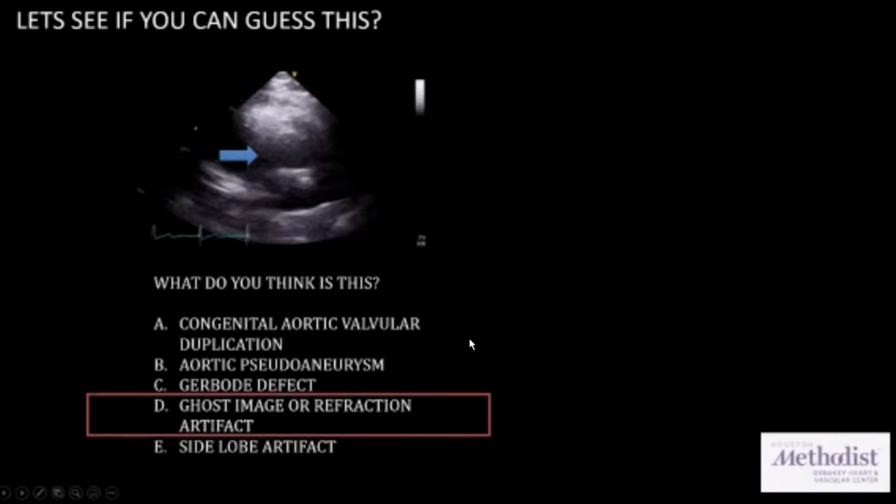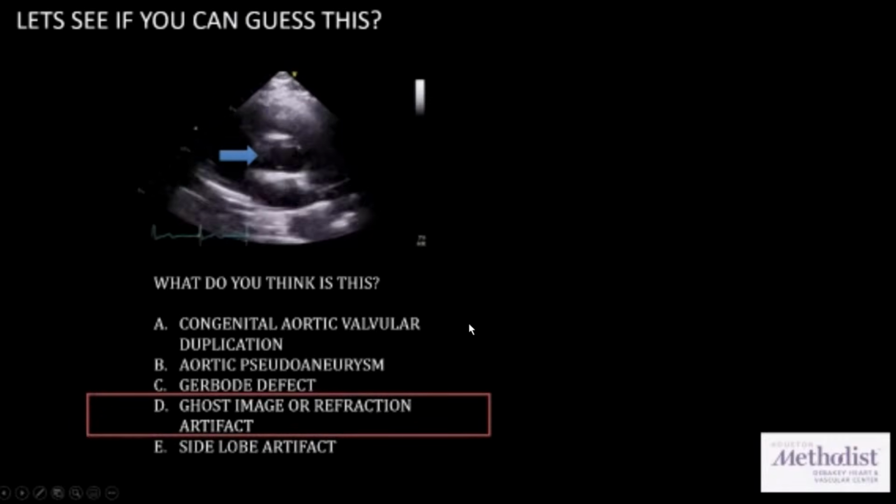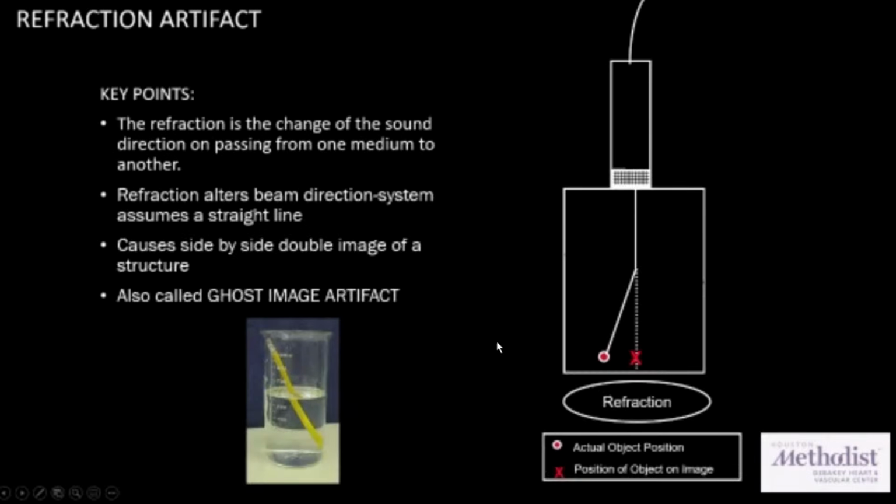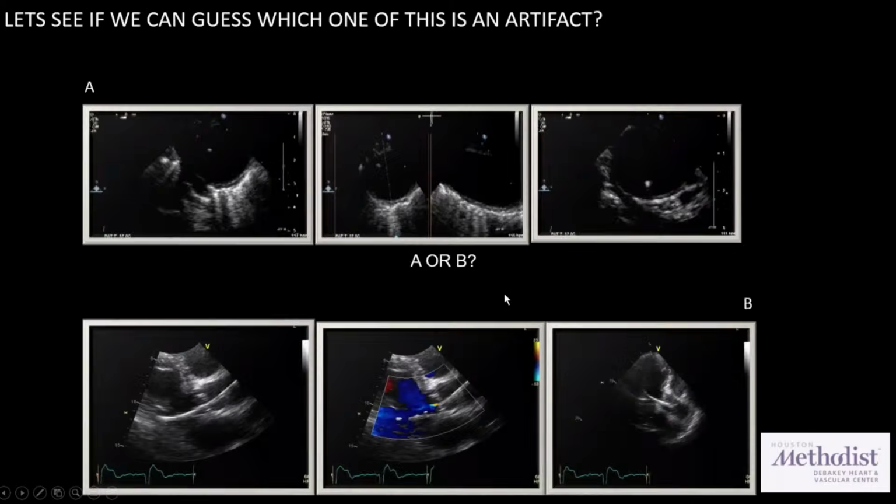Well, I know you probably guessed it's an artifact. It's a ghost image or refraction artifact. So let's see, what is it, right? It's actually the change of the sound direction when passing from one medium to another. It's basically nothing but a side double image, but it's actually happening at an angle of the original reflector.